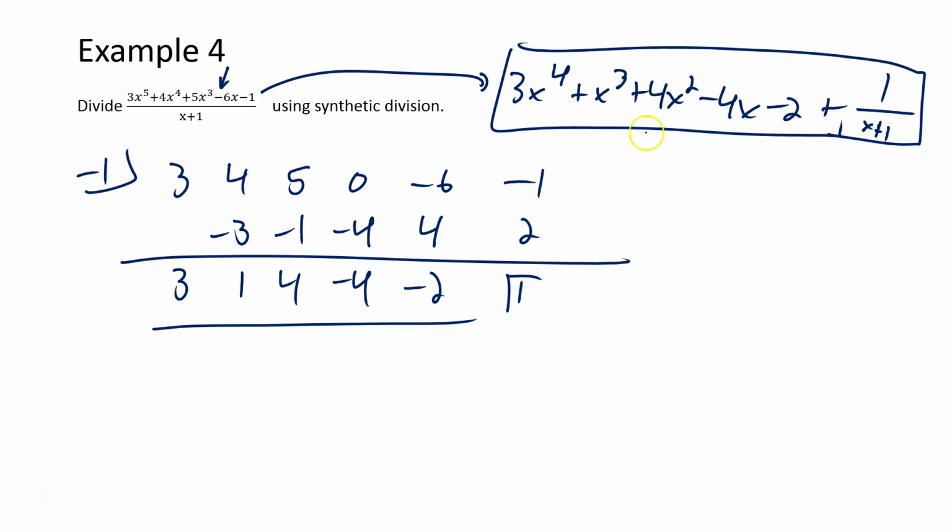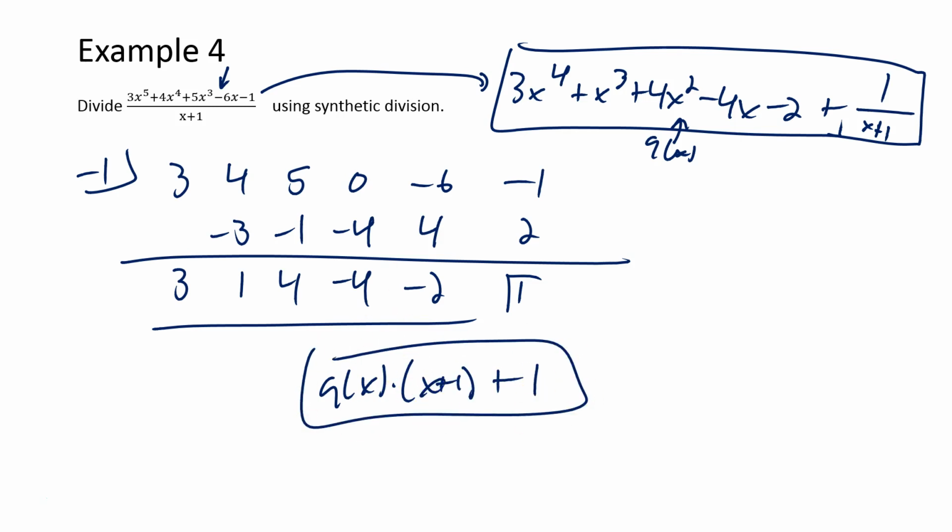Factored form, let's call this q of x for the quotient. So factored form would be q of x times x plus 1, plus 1. Nice.